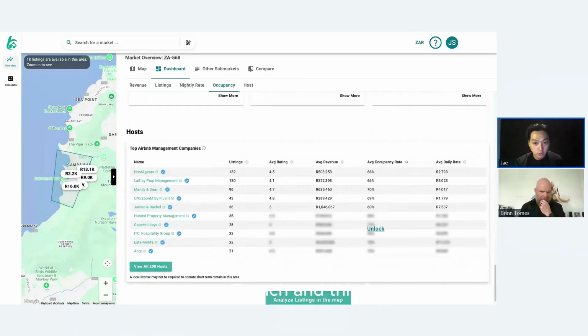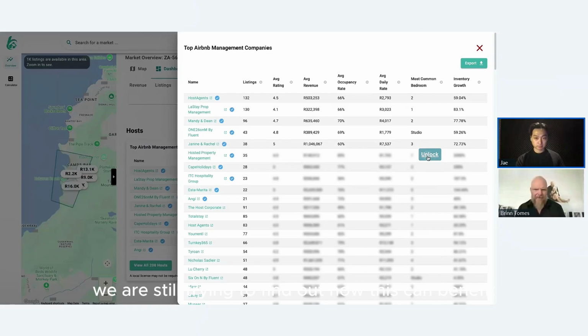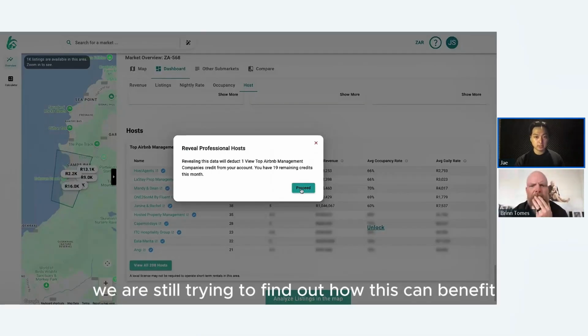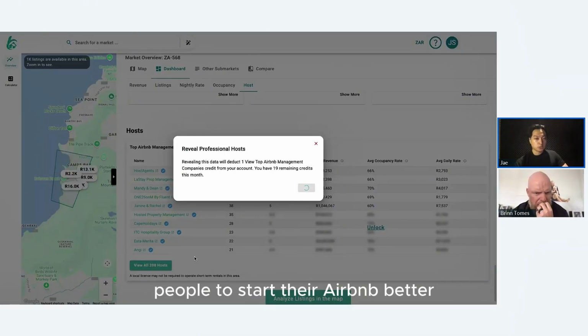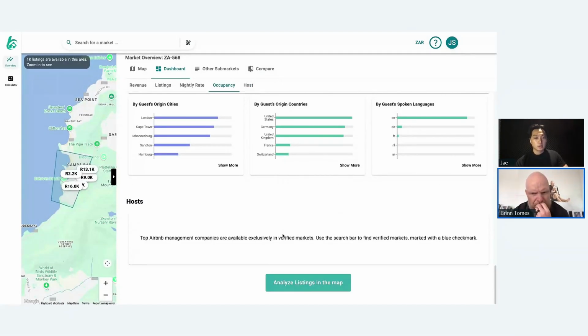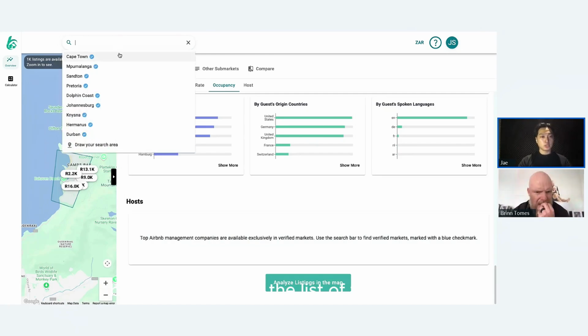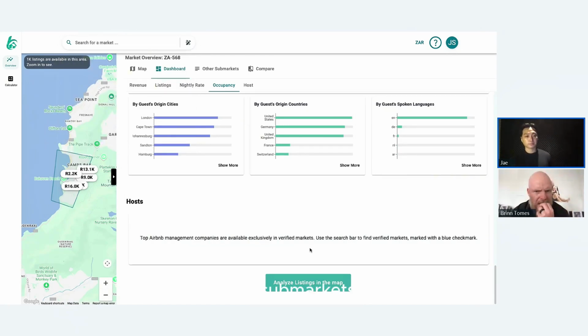And this feature, we are still trying to find out the use cases for it. Some people are asking for it, but we are still trying to find how this can help people start their Airbnb better. But yeah, this is now available in the Cape Town region. This is available in the verified market, but you can see the list of all the Airbnb hosts here.